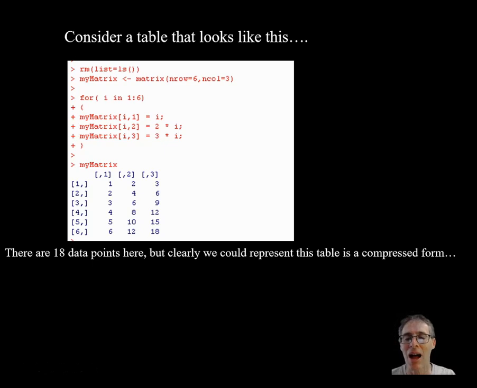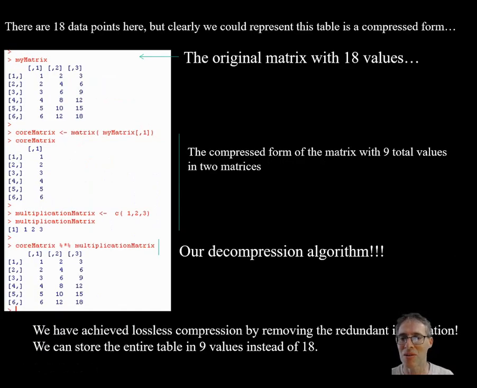So let's think about how we might represent this table in a compressed form. Right? So clearly there's lots of redundant information here, right? So instead of representing the table like this, I could represent it like this. I could say, okay, I have one column vector, which is 1 through 6, and I have a multiplication matrix, which is 1, 2, 3, right? And if I just do matrix multiplication, I can recover the entire matrix, right? So here, instead of having to store 18 numbers, I only have to store 9 numbers, right? And if I want to recover the original matrix, I just do matrix multiplication, multiplying this by this.